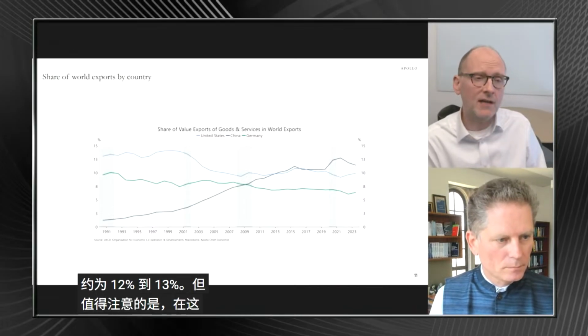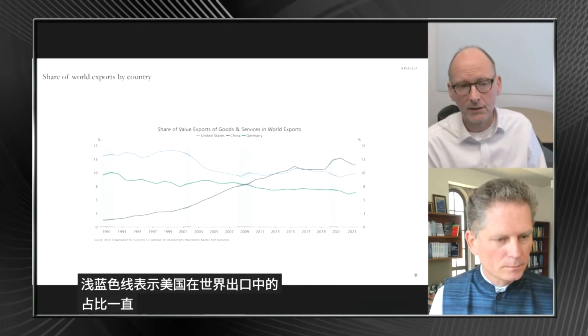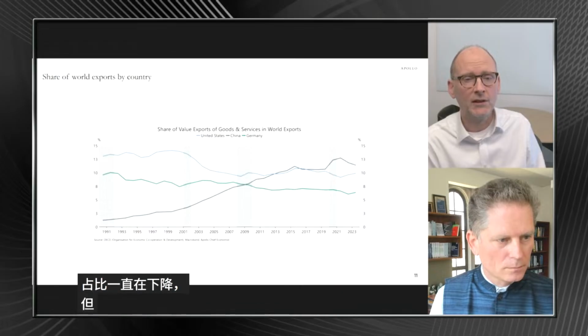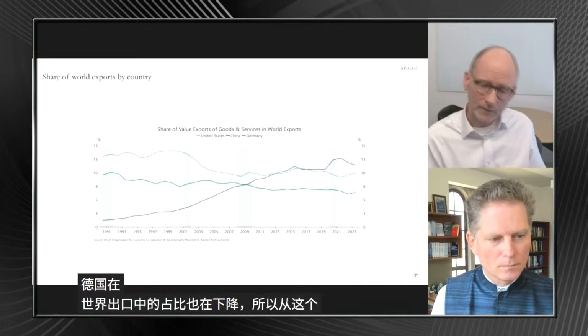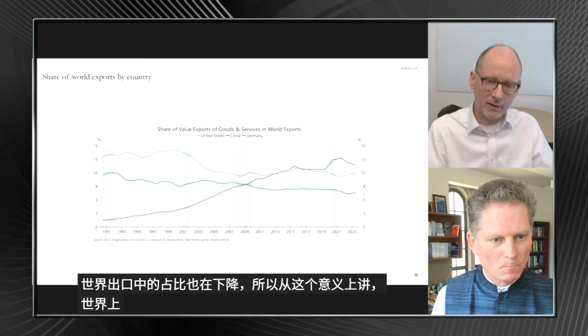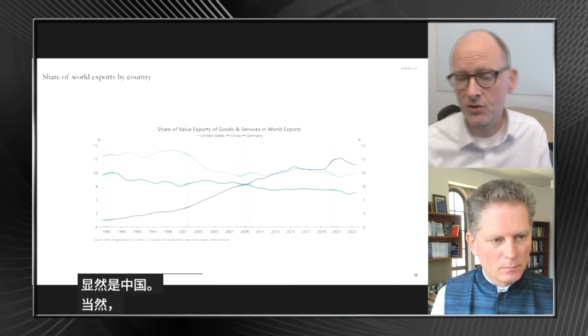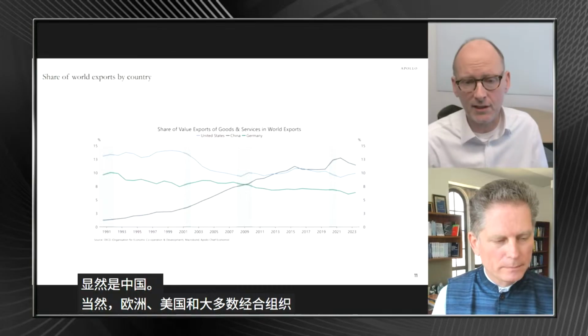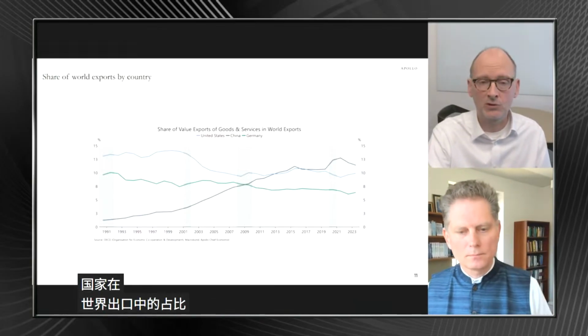But what's noteworthy in this chart here is that the US, in the light blue line, has been shrinking as a share of world exports. But that is also the case for Germany, which has also been shrinking as a share of world exports. So in that sense, who is the main exporter in the world? It is obviously China. And it is the case, of course, that Europe, the US, most of the OECD area have seen a decline in their shares of world exports.